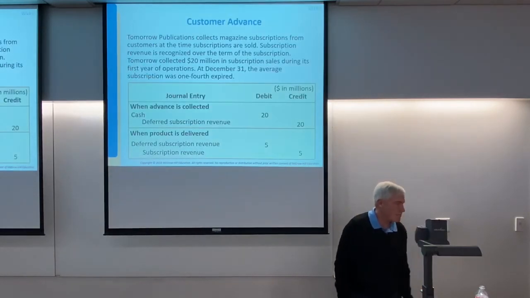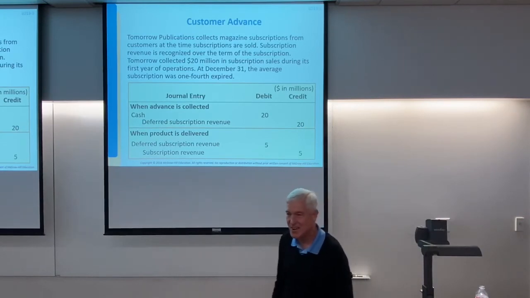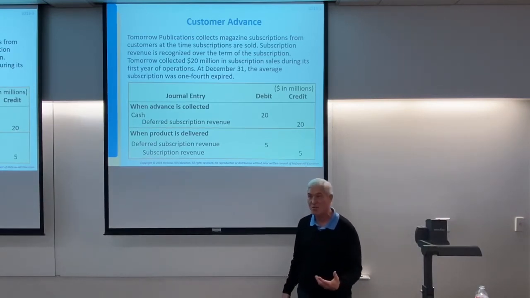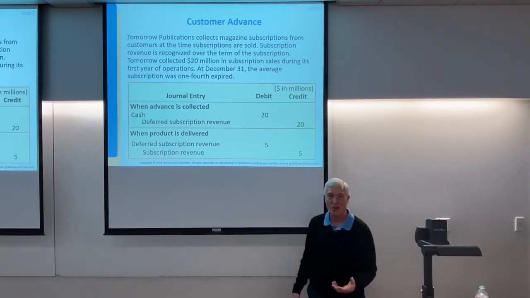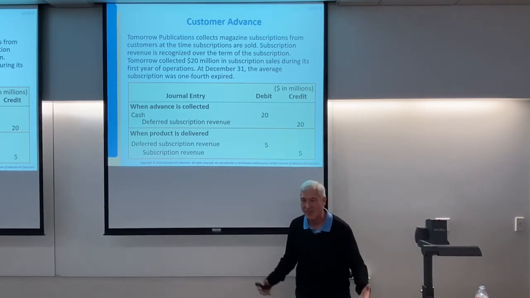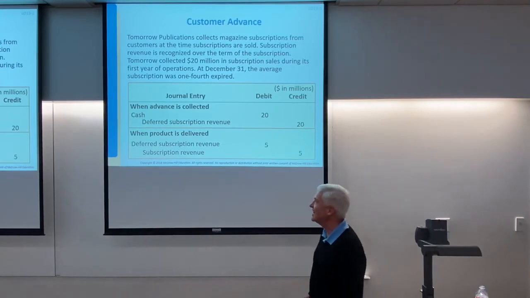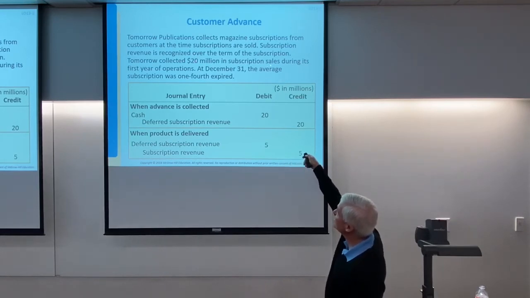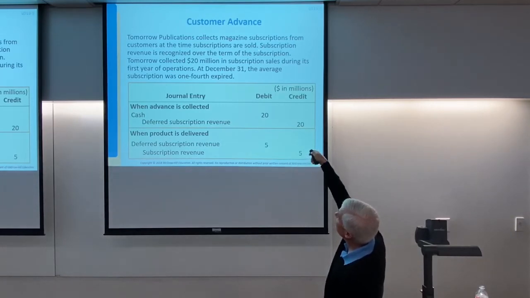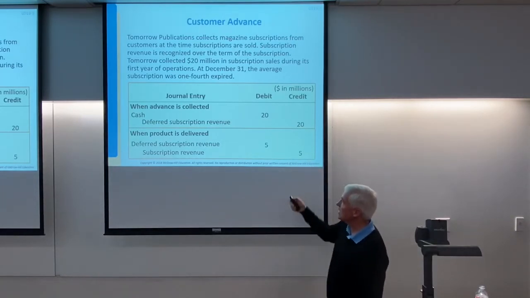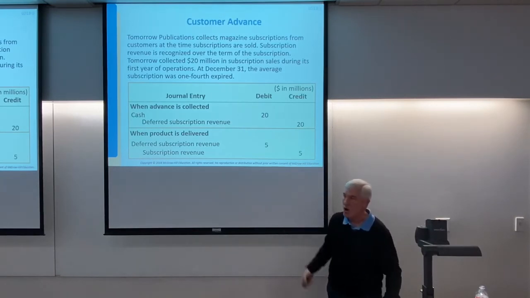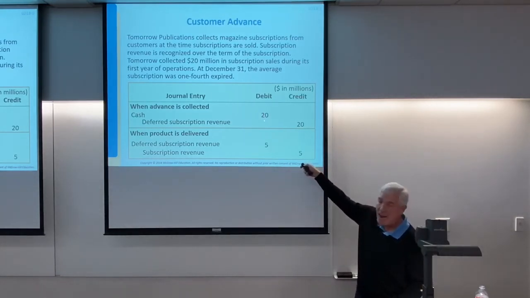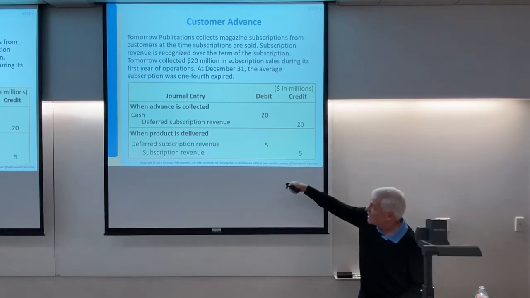And so here's an example of a magazine subscription. Not too many magazines anymore. I guess I do subscribe to the Wall Street Journal online, so I do pay them for a year in advance. So it's the same thing, even though it's online. And so the company here collected $20 million in subscription sales in its first year of operation, and they have to recognize that over the term of the subscription. And so entry one, there are two entries you'll have to know with this. They debit cash for the $20 million they received, and they credit deferred subscription revenue.